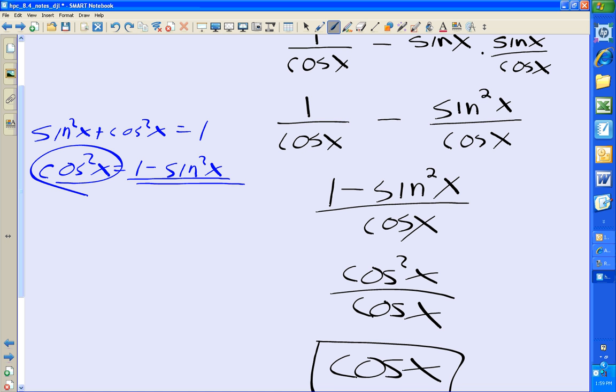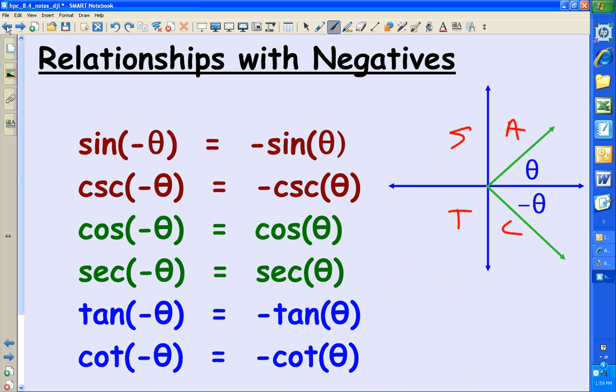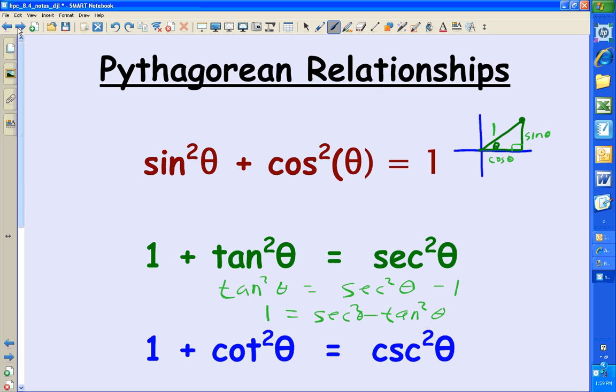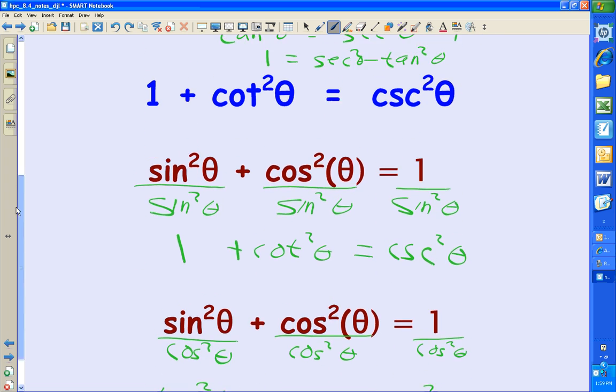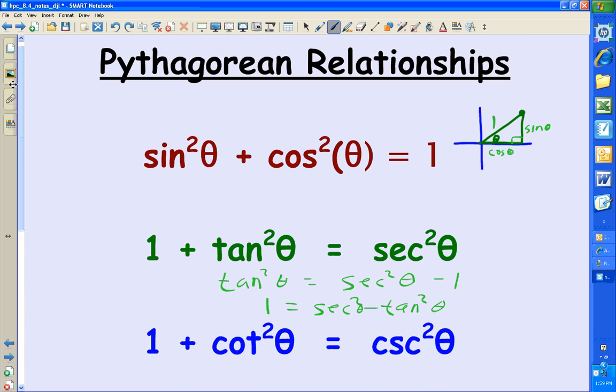Is that one of the main identities? Well, let me show them to you. There's only like 3. We got these. So all of these Pythagorean identities in any form, that's what I'm telling you. You've got to manipulate these to use them.